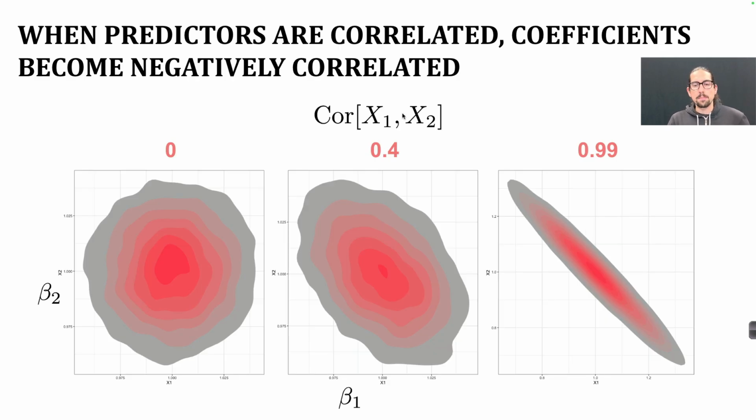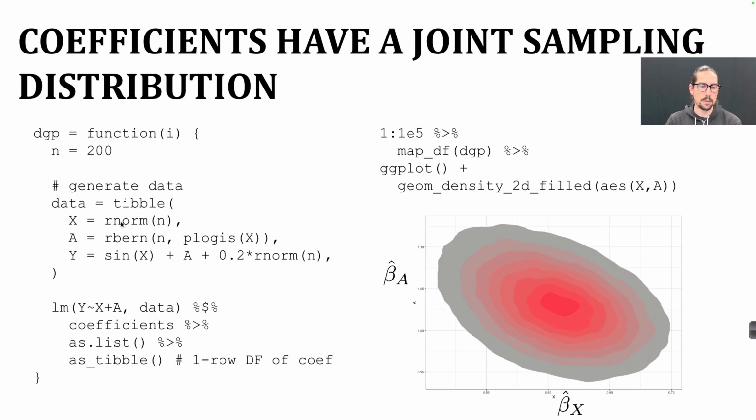So an interesting thing happens, which is that when the predictors are correlated, the coefficients become negatively correlated. So this is different data generating processes. Under different data generating processes, what is the sampling distribution of my coefficients? Here, for example, I have two predictors, X and A. And here A depends on X in some way, and that induces some kind of correlation between A and X. Because of that, we have this joint distribution where you're more likely to get high values of beta A when you're getting small values of beta X, and more likely to get small values of beta A when you get a high value of beta X.